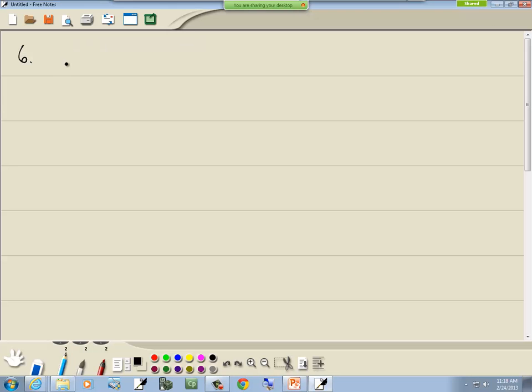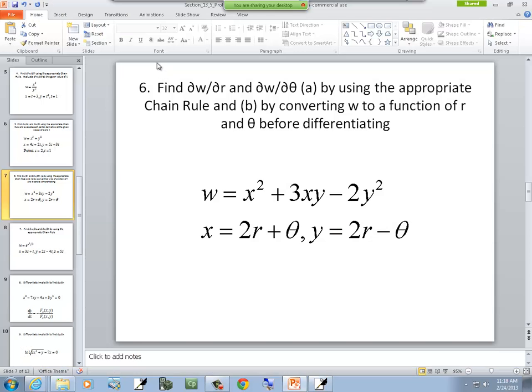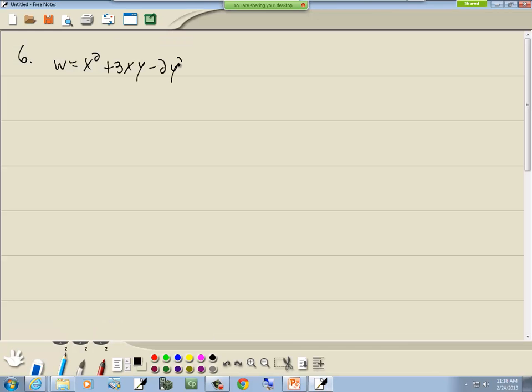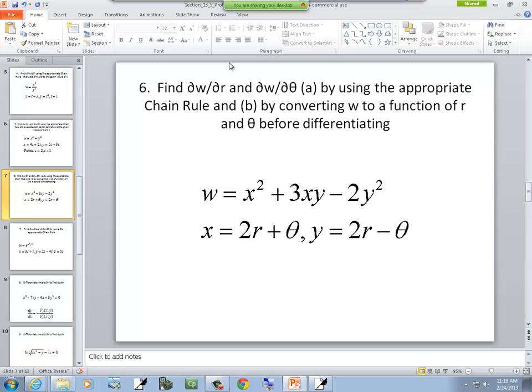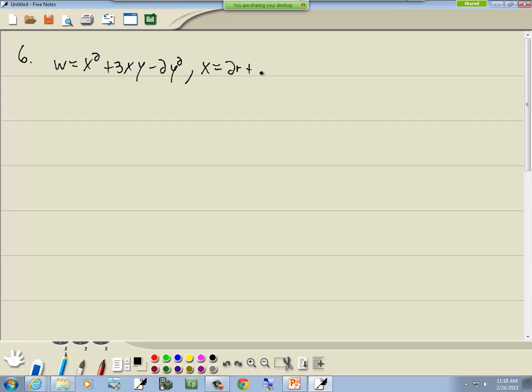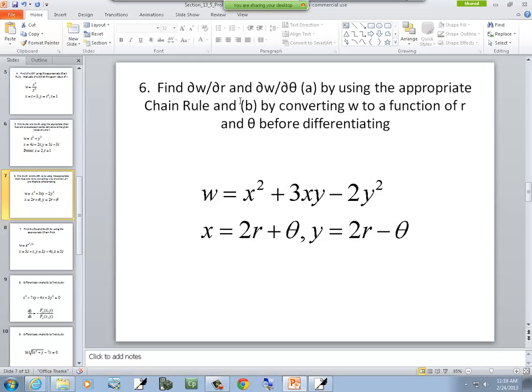So here we have w is equal to x squared plus 3xy minus 2y squared. And we've got x is equal to 2r plus theta, and y is equal to 2r minus theta. First thing is we'll use the appropriate chain rule to find these.